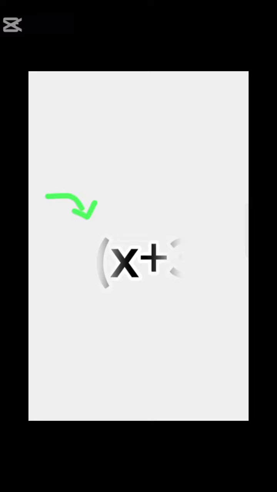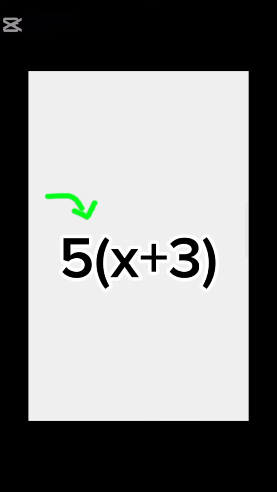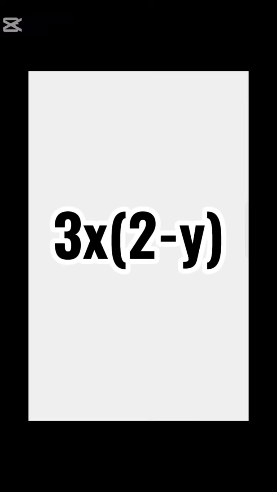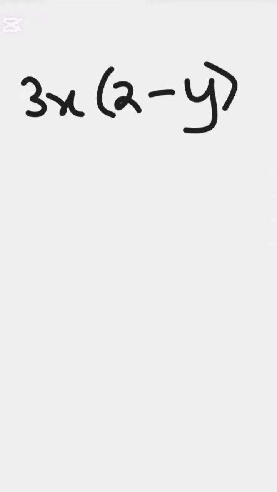Now this is part 2 of expanding linear expressions. Remember last time we had just numbers outside the bracket, but today we are going a step further. So we've got a coefficient and a variable. Now let's see what a coefficient is and what a variable is.